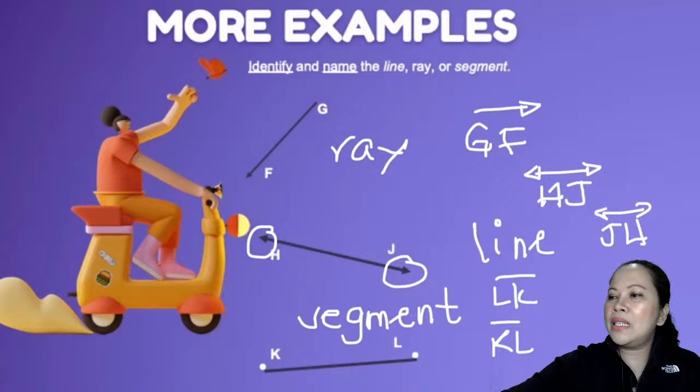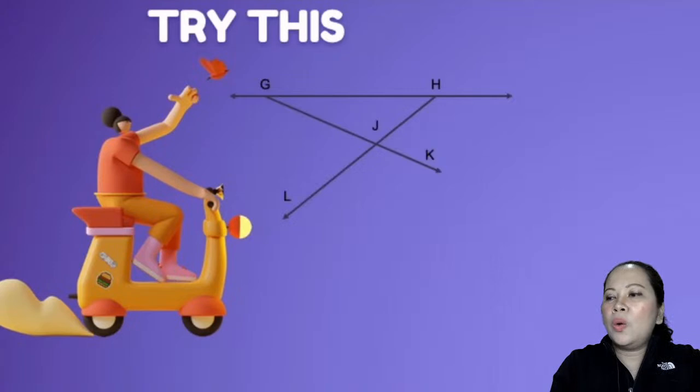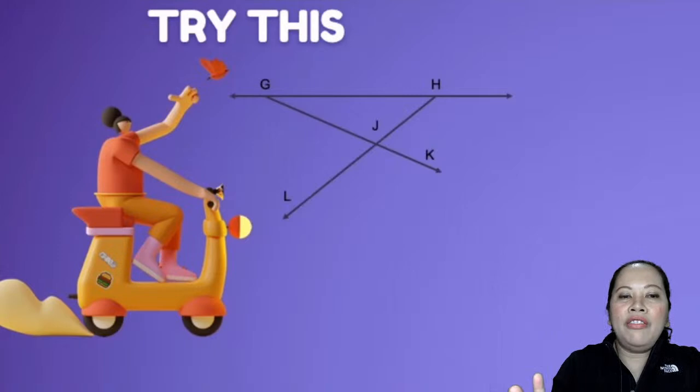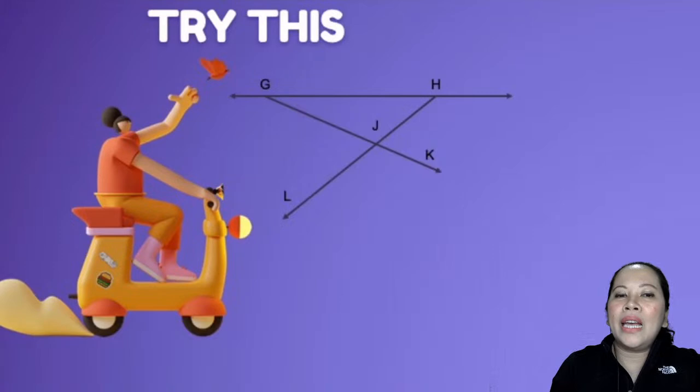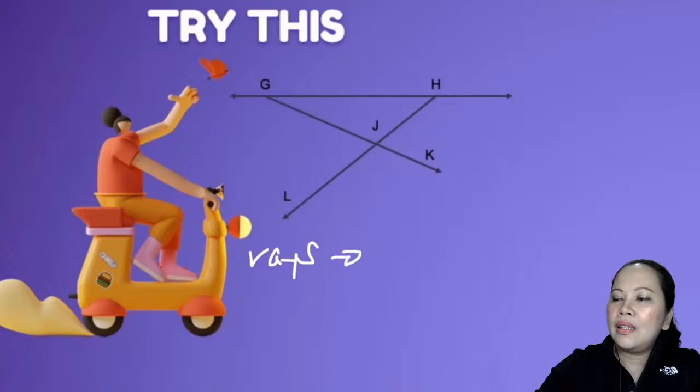Yes, Mrs. Wisley, you are correct. All right, so let's try to answer. Name two rays on this diagram. At least two rays that you can see on this diagram. Just name two.